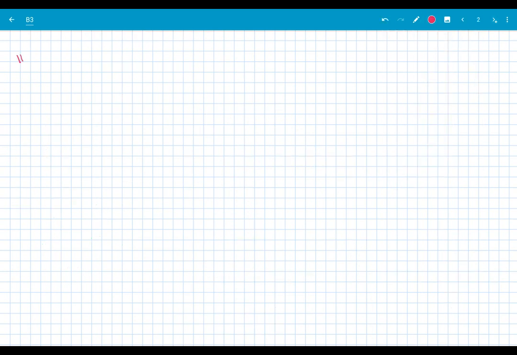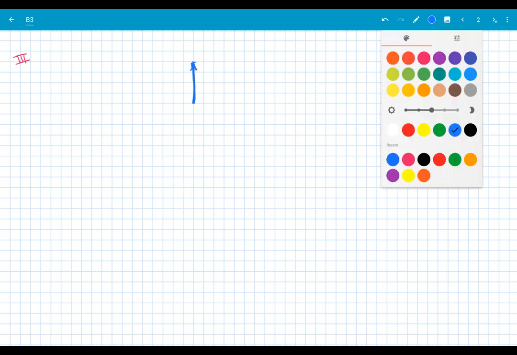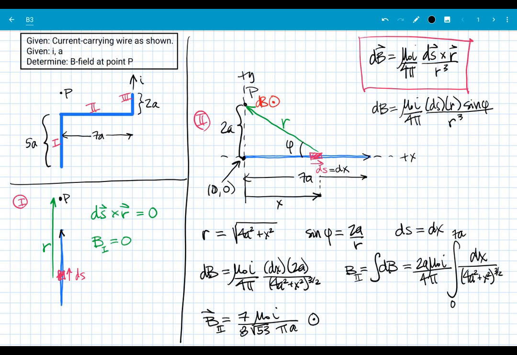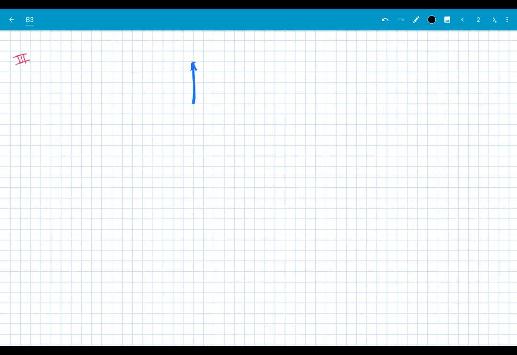So this is segment 3 here. And it's kind of like, again, I'm drawing a little bigger, but it's a 2A segment in that direction, and current is upward there. And then point P, let's go back for just a second and look at the diagram here. So point P is 7A off to the left of the top side of that. So we could draw point P right in here.